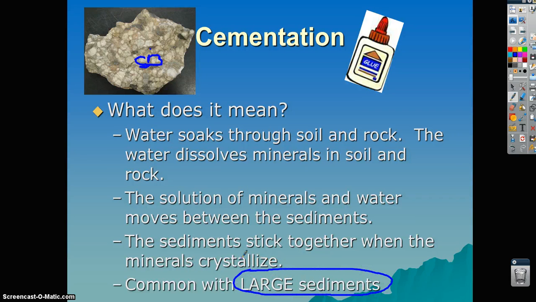Now in this case, the sediments that you see are these pebbles, okay, that you see right in here, all those white pebbles. And in this particular rock, those are the pieces of sediment. So those are really large pieces of sediment that have been glued together by those minerals.